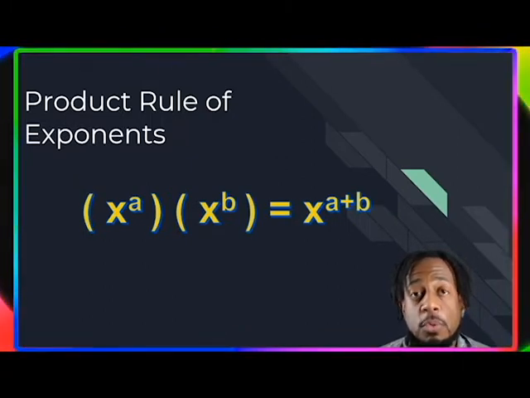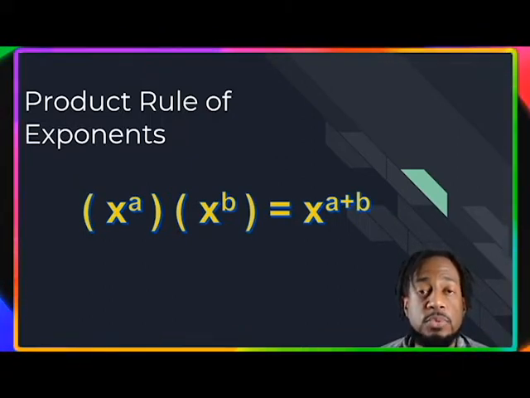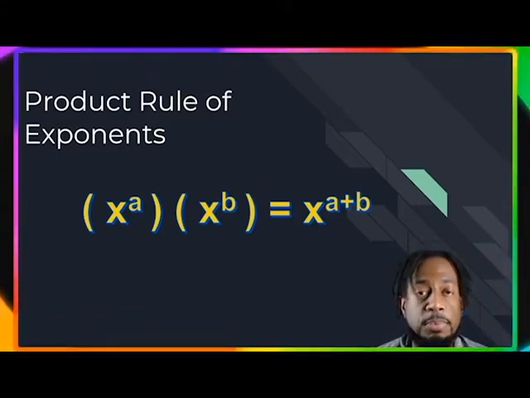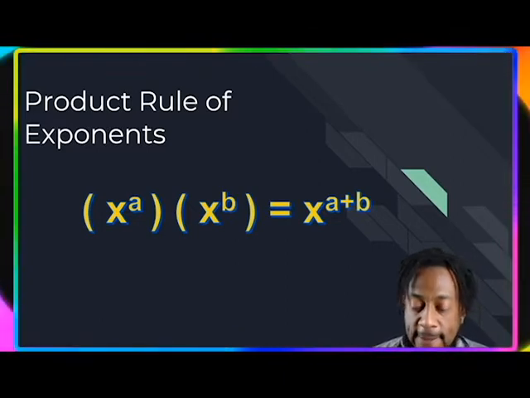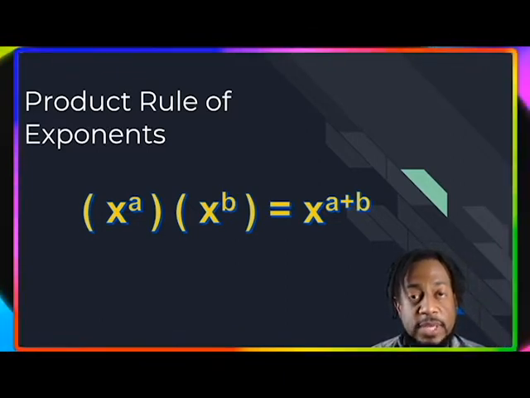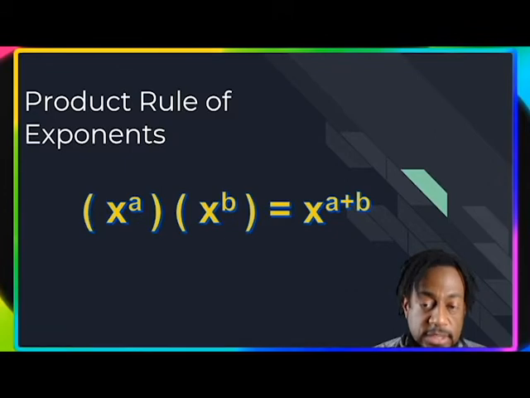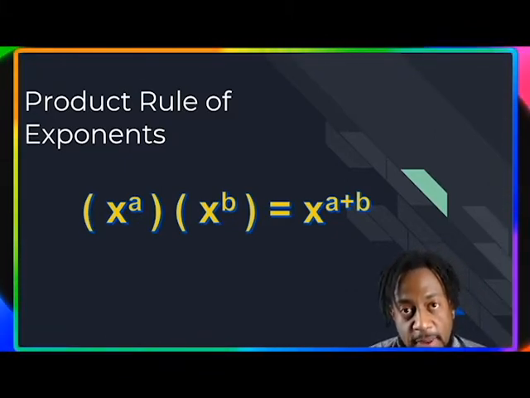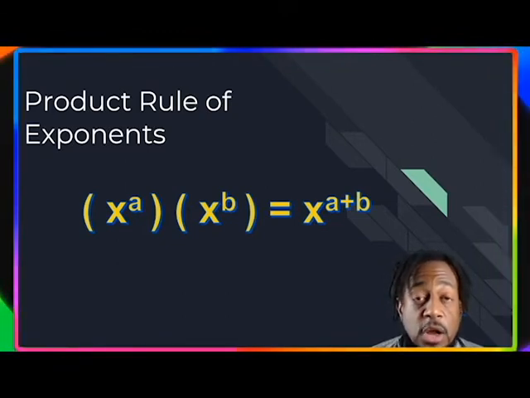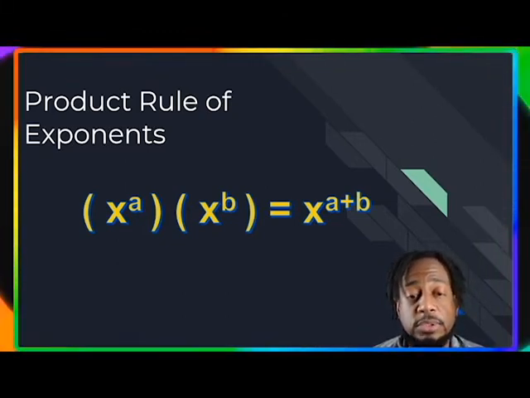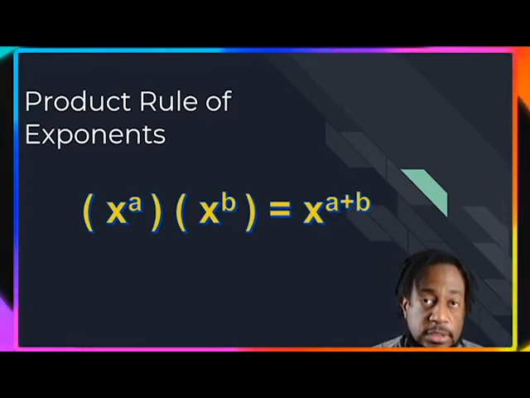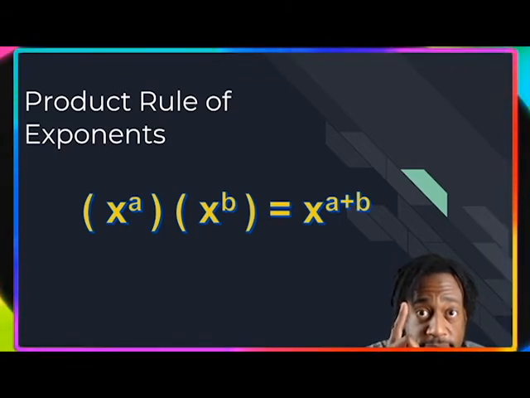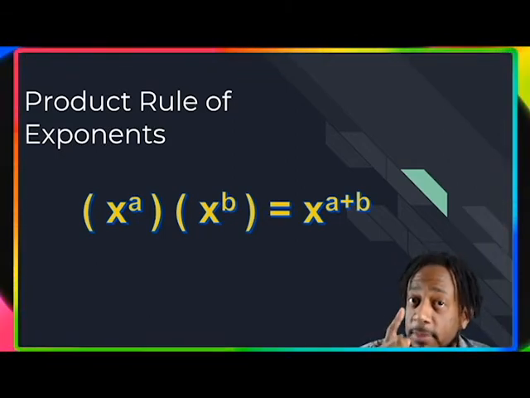Now, before we go any further, we must know the product rule of exponents. This says x raised to the power a times x raised to the power b is x raised to the power a plus b. All you're saying is you're taking your exponents and adding them together. So you're just adding the number that's on the top. If you don't have a number, it's a 1.